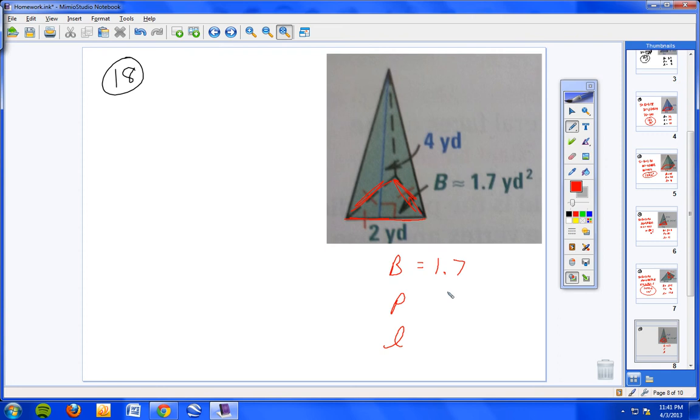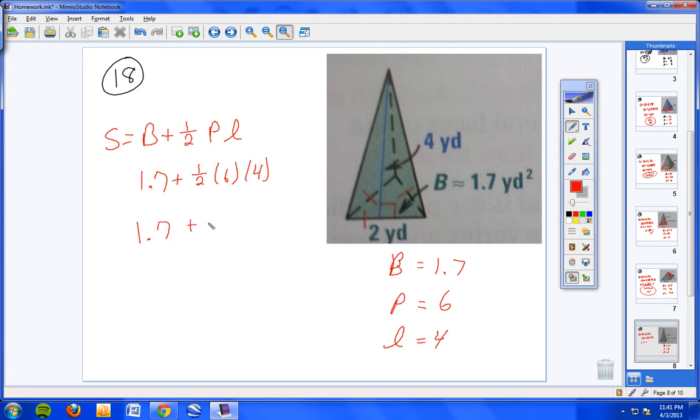So the perimeter is going to be 6. Looks like they've given the slant height to us, and the slant height is 4. So we'll just simply go ahead and put a 4 right here, and now we're ready to make our substitution. So for B, I'm going to substitute 1.7, and for P, I'm going to substitute 6, and for the slant height, I'm going to substitute 4, and if you multiply those three numbers together, you will get 12.